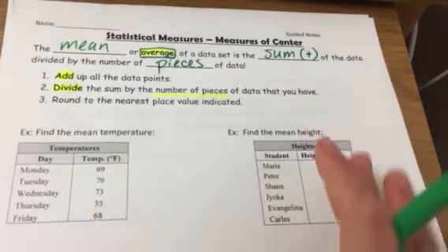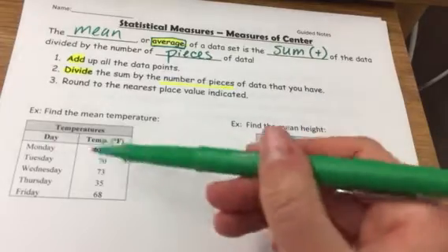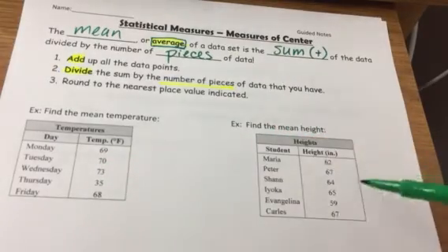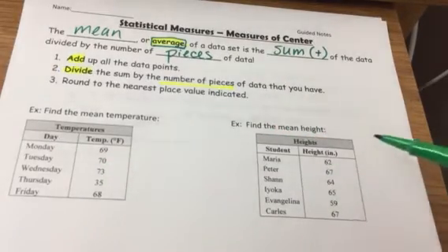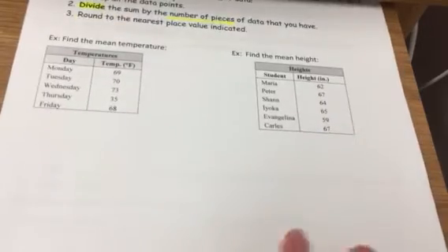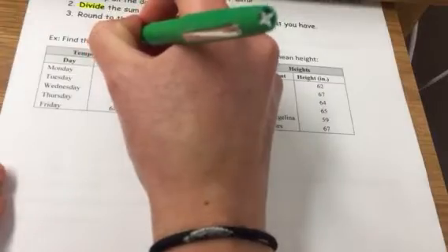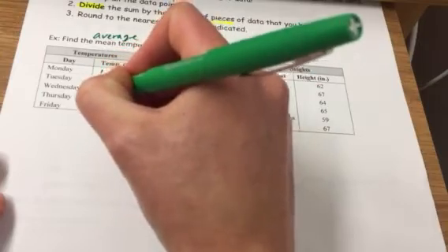What the average describes is kind of like, what is that middle temperature? What is the middle height? So let's go ahead and do a couple of examples to make sense out of this. If I'm going to find the mean temperature, I'm going to be finding the average temperature. So I'm going to add all of these up, and then I'm going to divide by 1, 2, 3, 4, 5, because I have 5 pieces of data.